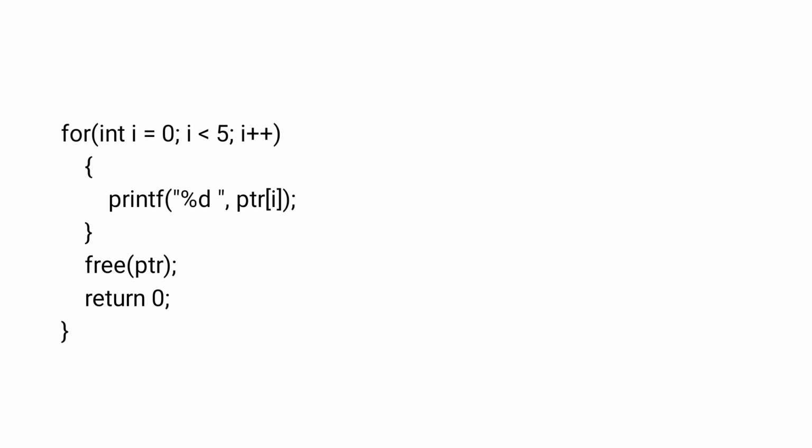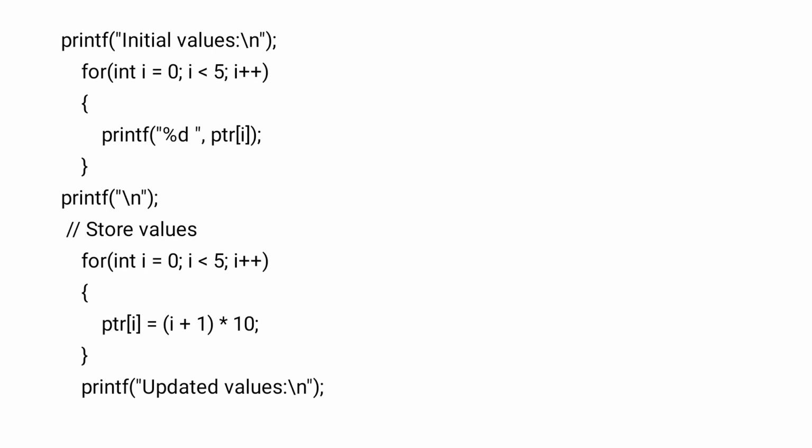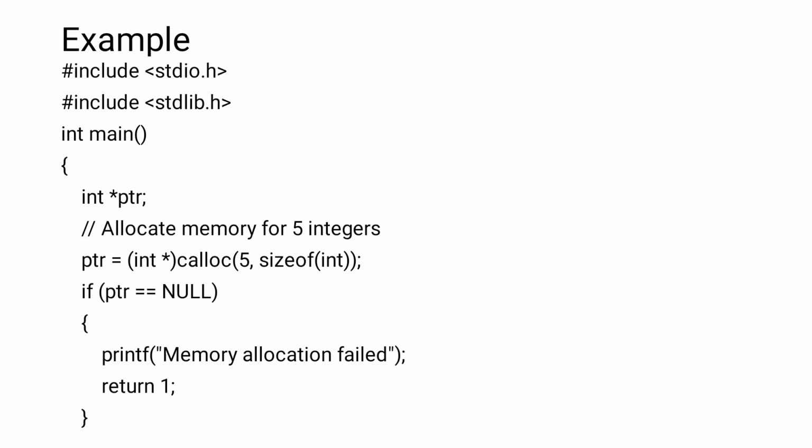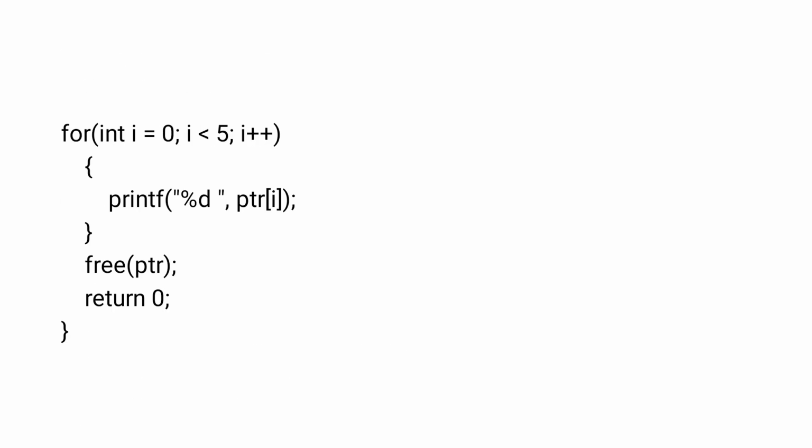After using dynamic memory allocation, we have to free that memory. This is mandatory. So free, here we have used the ptr variable, so free(ptr). This means after this line the memory will be freed. And next return 0. This is one example of the calloc function.